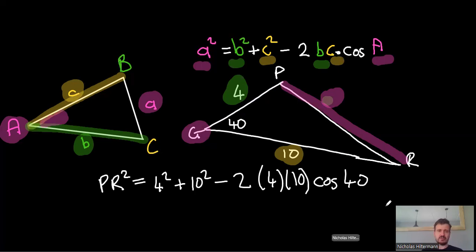Okay, so I'll say that one more time. If you have a non-right-angled triangle and you have two sides hugging an angle, the side opposite that angle is equal to the side squared that you're given, plus the other side squared, minus 2 times those two sides, cos of the angle that's opposite to the side you're looking for.